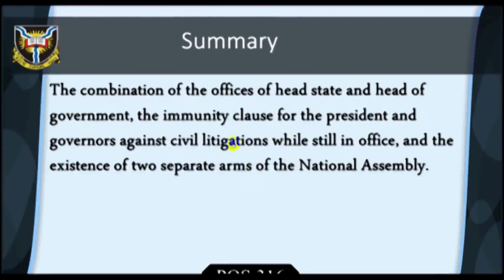President Umar Yar'Adua, who died in 2010, and Goodluck Jonathan, respectively succeeded Obasanjo. The lecture also discussed some peculiarities of the current presidential system in Nigeria, which include the combination of the offices of the head of state and head of government, the immunity clause for the president and governor against civil litigations while still in office, and the existence of two separate arms of the National Assembly.